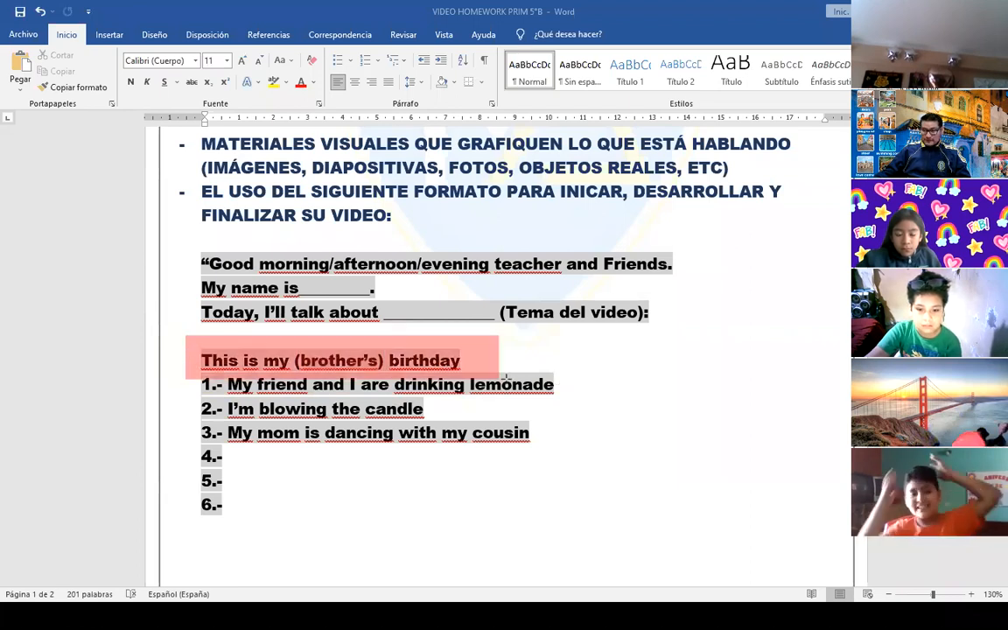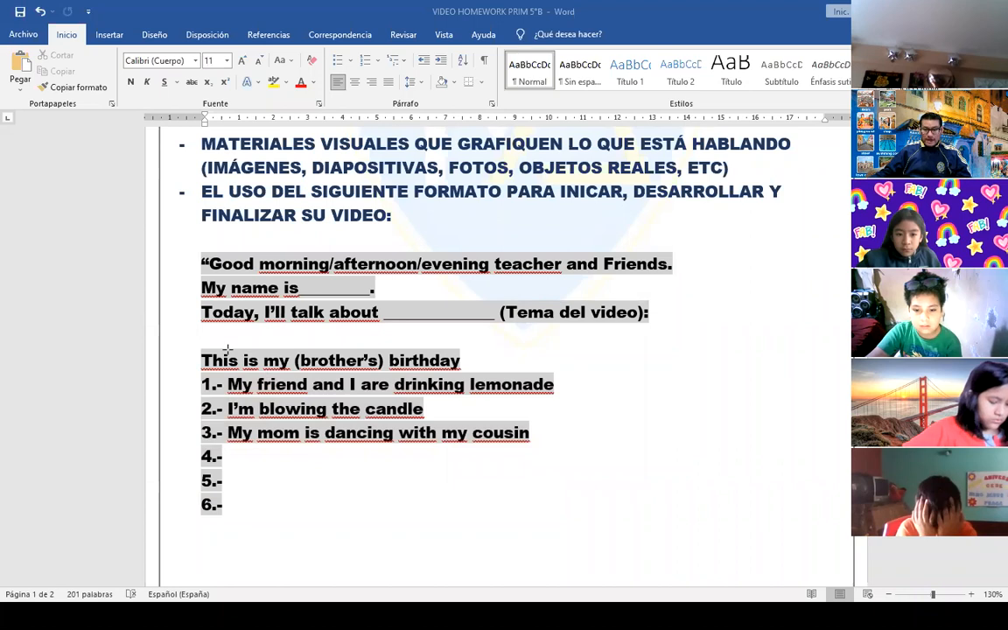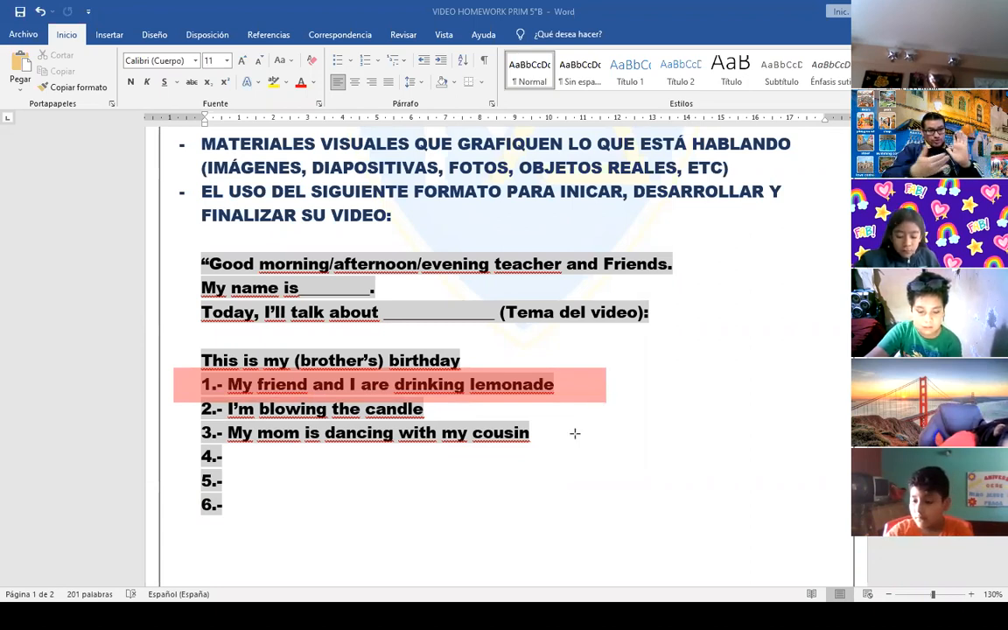¿Ya? Entonces aquí especificas. Y luego empiezas con tus ejemplos, ¿no? Por ejemplo, puedo mostrarte una imagen de mi amigo y yo que estamos tomando limonada y te digo, ¿no? My friend and I are drinking lemonade, ¿verdad? Te muestro la imagen y listo. Te indico lo que está sucediendo. ¿Qué sucede en esta imagen? ¿Qué sucede en esta foto? Que mi amigo y yo estamos tomando limonada.